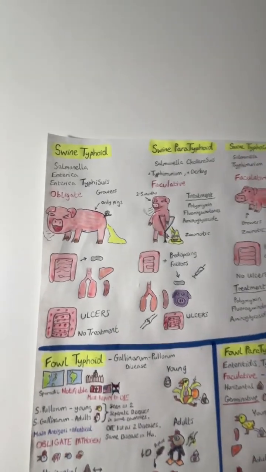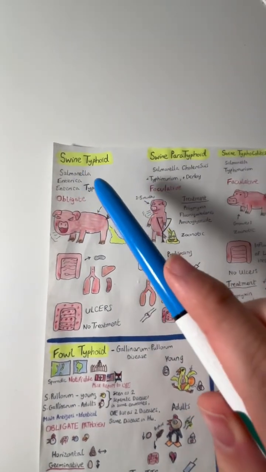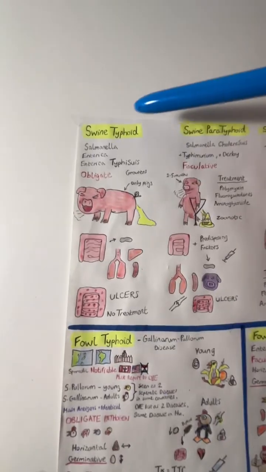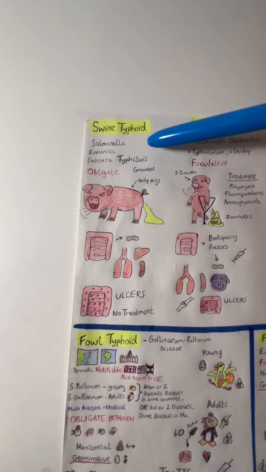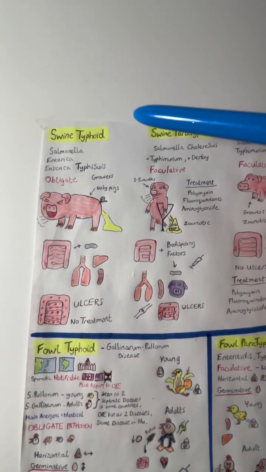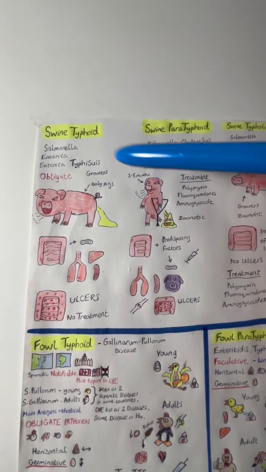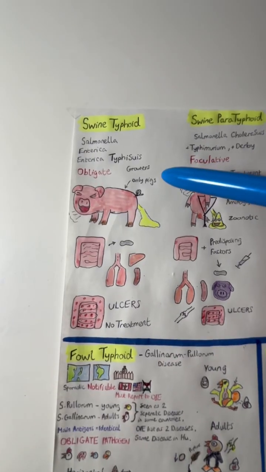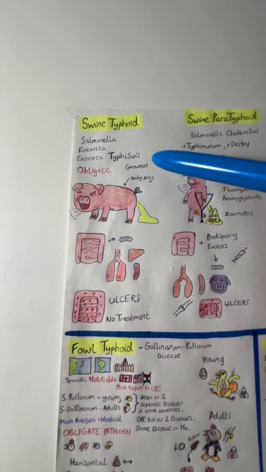So for Salmonella of swine, there are 3 diseases: swine typhoid, swine paratyphoid, and swine typhocolitis. Swine typhoid is caused by Salmonella typhisuis. It used to be very common, but now it's rare. It's only found in pigs. It's an obligate pathogen, which means it does not need predisposing factors. It is a chronic disease and is found in grower pigs over 6 weeks old.